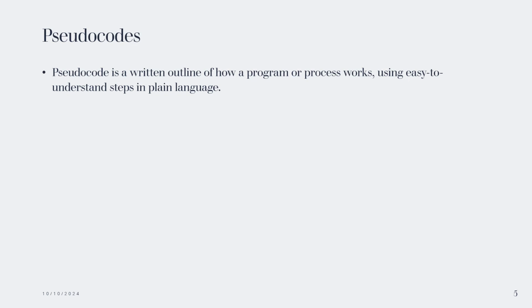to the end, how the data is flowing and how the calculations are flowing and how the inputs and outputs are flowing. So all these things can be considered and we can check whether they are correct or not using pseudocodes. So when it comes to the definition, pseudocode is a written outline of how a program or process works using easy to understand steps in plain language.